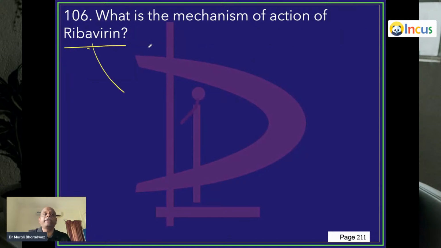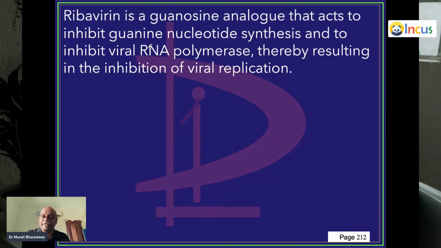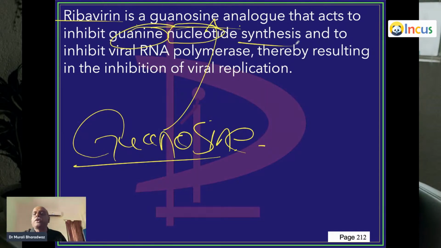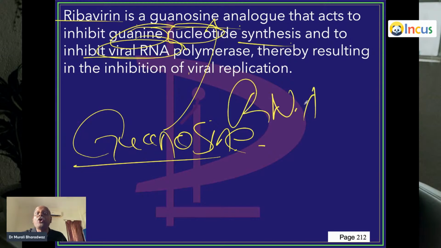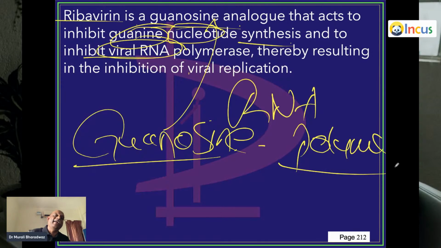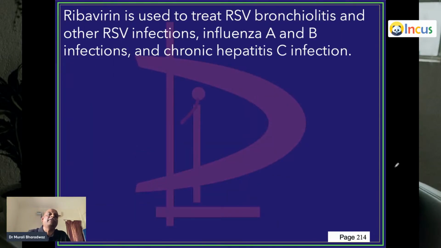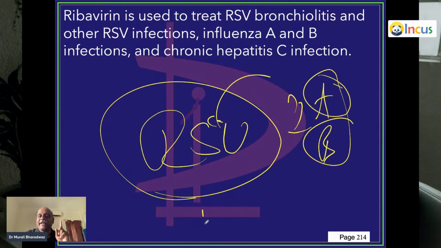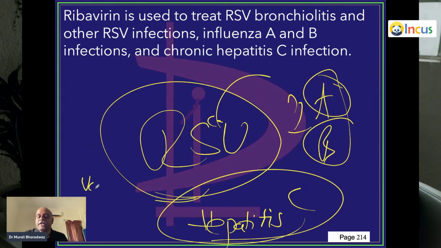So what is the mechanism of ribavirin? It is a very important question. Ribavirin is a guanosine analog. Not adenine, not thymine, guanosine analog. It inhibits guanine nucleotide synthesis and inhibits the viral RNA polymerase, not DNA. RNA polymerase is what you need to remember. So where do you use ribavirin? Ribavirin is used for respiratory syncytial virus bronchiolitis, influenza A and influenza B. And don't forget, hepatitis C. Hepatitis C is very dangerous. Hepatitis B at least has a vaccine and many drugs. But for hepatitis C, very few. So ribavirin.